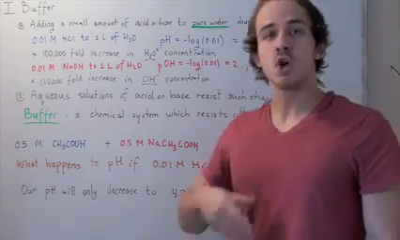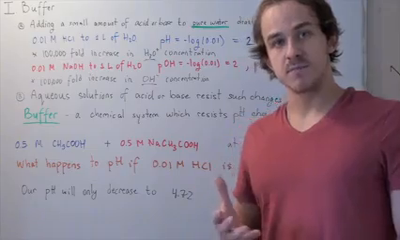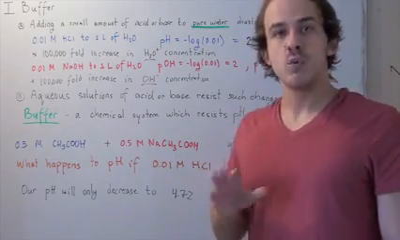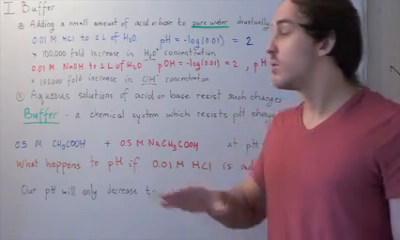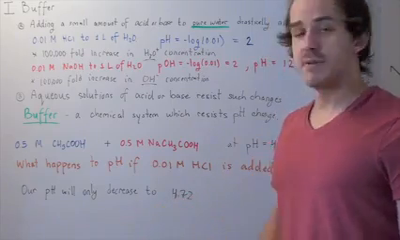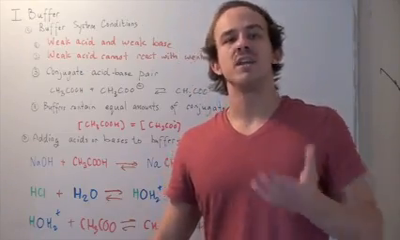And buffer systems are really important. For example, our blood is a buffer system. And if the pH of our blood decreases even slightly, we will suffocate and die. So these guys are very important. Now let's see why this happens. Before we look at how they work, let's look at why they work.